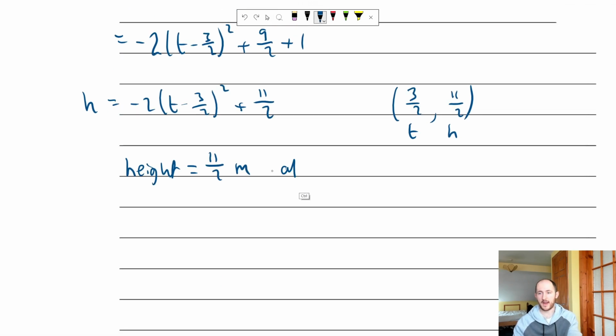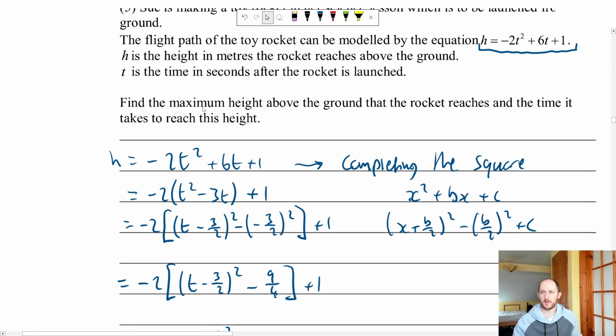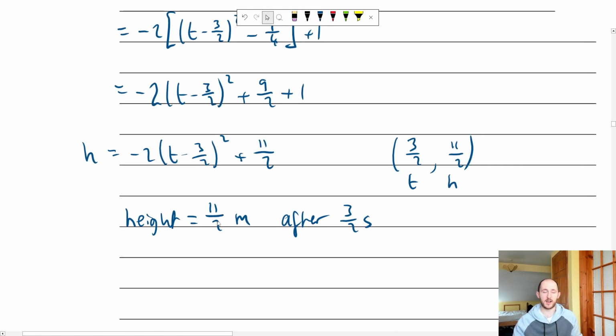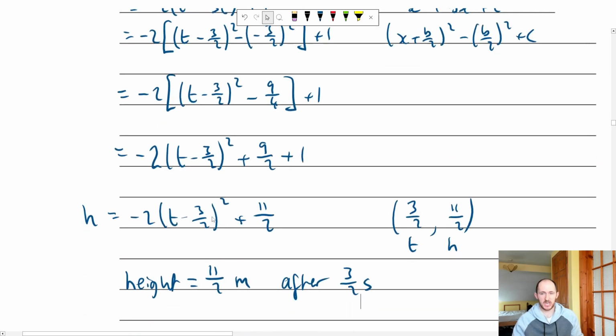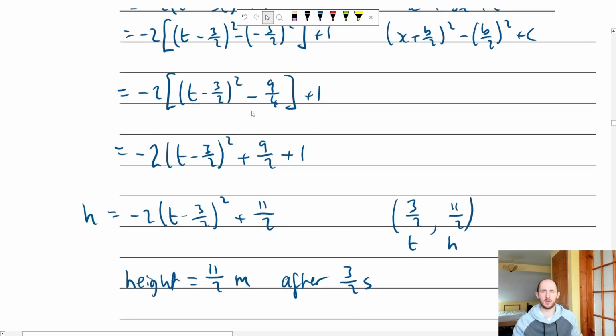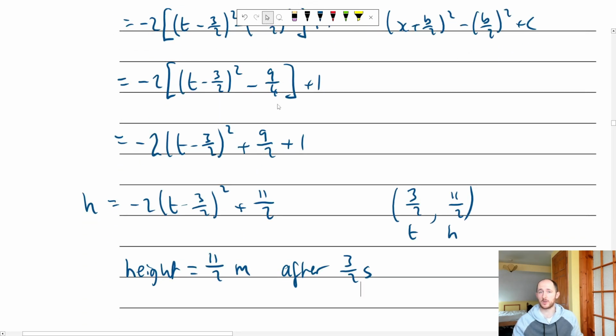Actually, no, I'm not even going to write t. I'm going to say after 3 over 2 seconds, like that. Because that's what it says, right? The height above and the time it takes to reach it. So it reaches the maximum height of 11 over 2 after 3 over 2 seconds. 5 marks. It's pretty good. It's not bad, but again, it's applying it in context, which a lot of students find difficult, but it's just a quadratic. So treat it like a quadratic.